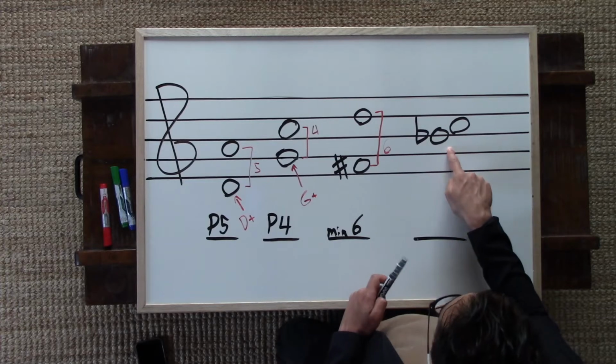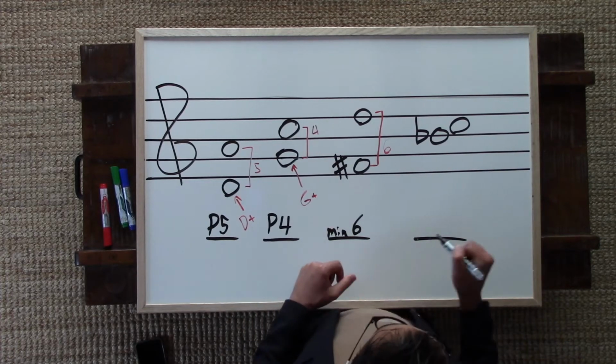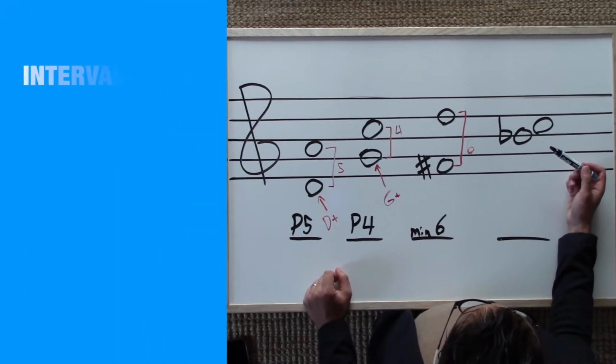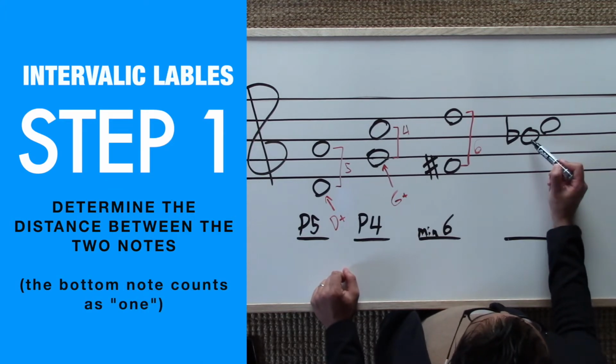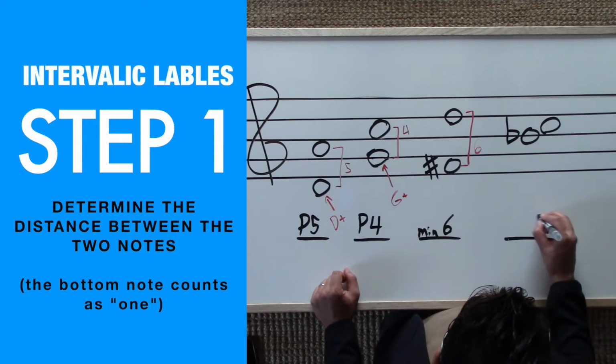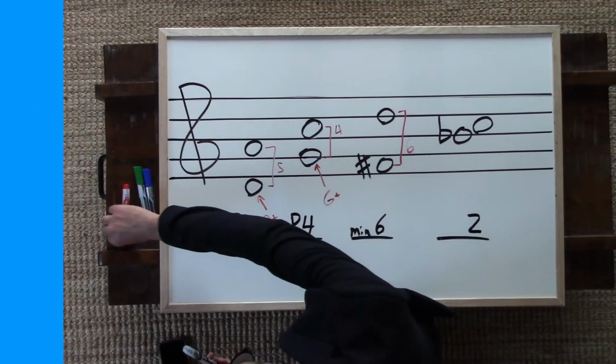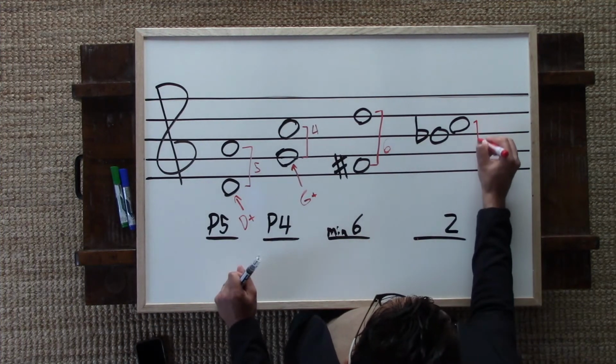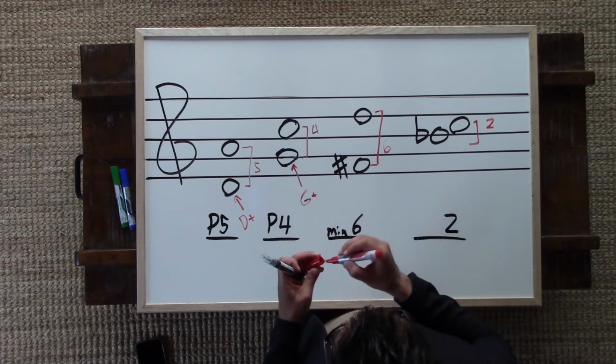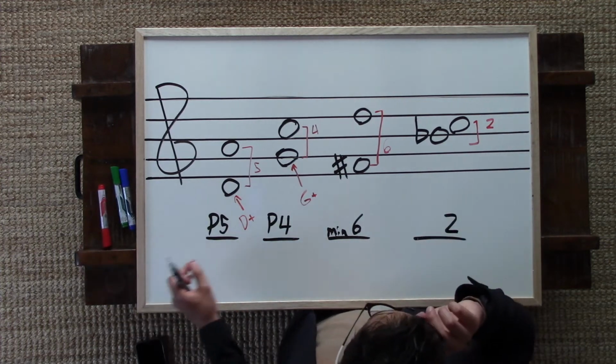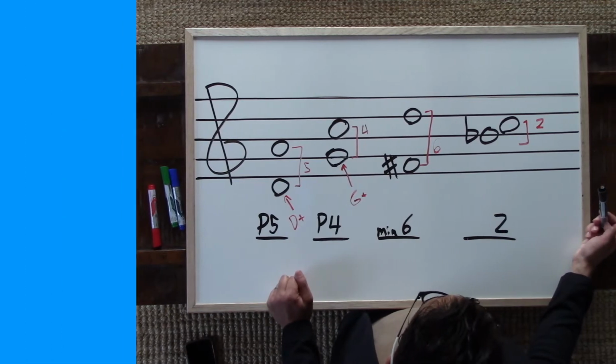Last one, B flat to C. We're getting good at this by now. Step one is to figure out the distance. We have a B flat and a C, they are right beside each other, that's a second. We don't even have to count. And step two is to figure out the quality.